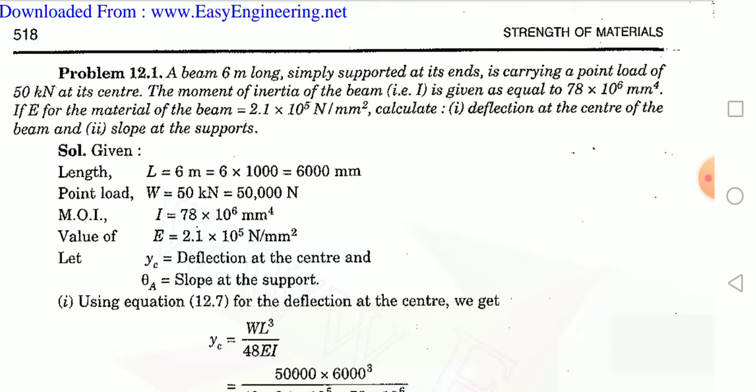Point load W equals 50 kilonewton, that is 50,000 Newton. Moment of inertia I equals 78 into 10 power 6 millimeter power 4. And then E is given as 2.1 into 10 power 5 Newton per millimeter squared.